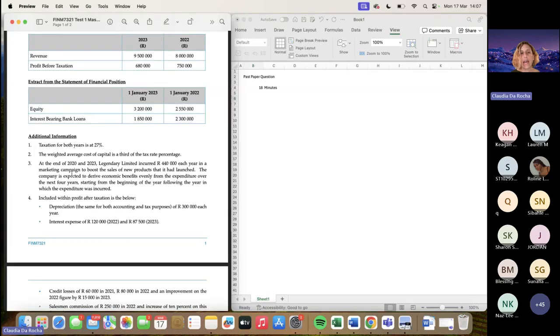Okay, then it says, at the end of 2020 and 2023, Legendary Limited incurred 440,000 each year in a marketing campaign to boost the sales of new products that it had launched. The company is expected to derive economic benefits evenly from the expenditure over the next 4 years, starting from the beginning of the year following the year in which the expenditure was incurred.